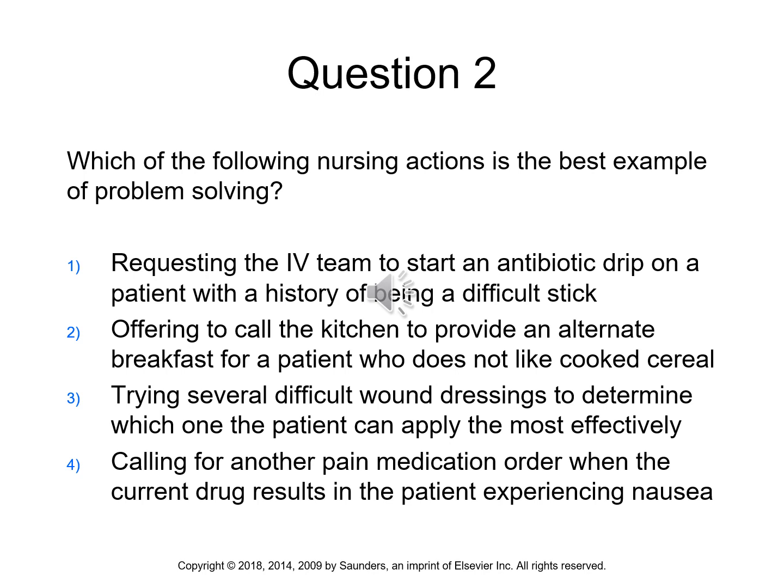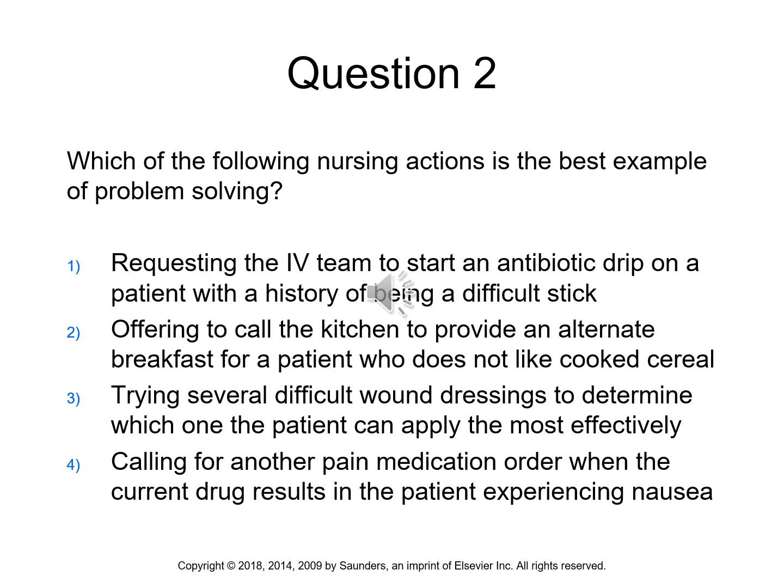Okay, which of the following nursing actions is the best example of problem solving? So your answer here is going to be 3. So this is an example of the critical thinking strategy of problem solving. The nurse gathers information by using several different products, then uses this information to determine which will be best for the patient. So effective problem solving involves the examination of your alternatives.